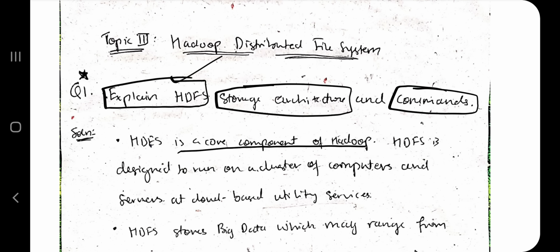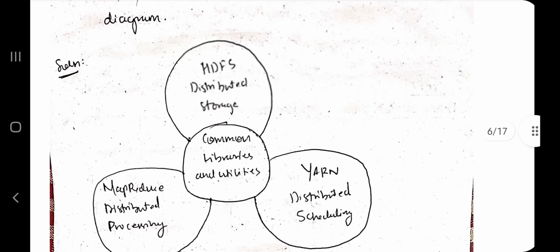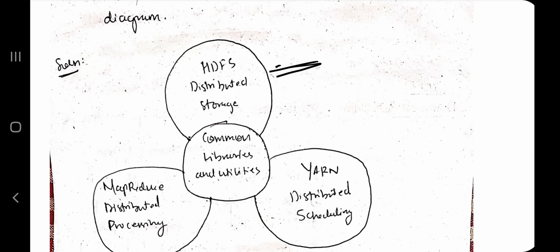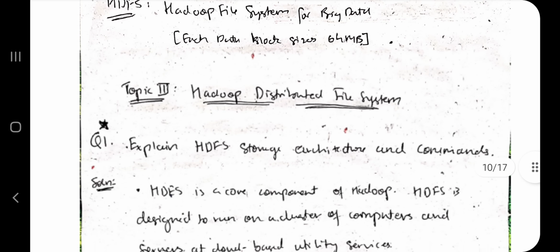It is a core component of Hadoop. HDFS is a core component of Hadoop, because how many core components are there? Four are there, right? The second one is HDFS. If you remember, in the previous question I had already explained this is a core component. This is one of the core components of Hadoop, which is HDFS, Hadoop Distributed File System.